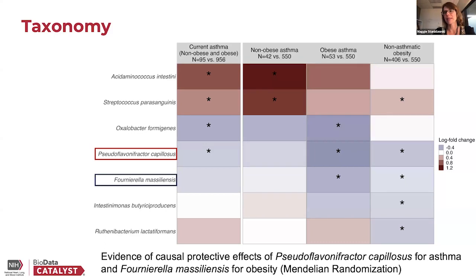Then we did a causal analysis to see if any of these taxa are causally linked to asthma or obesity. And so we used an approach called Mendelian randomization, which basically uses genetic information in order to get at causal relationships. Using that analysis, we found that there was one taxa among our results that was protective for asthma. That's the Pseudoflavonifractor. And then we found one taxa that was causally protective for obesity, and that was this Fornelia. So both of those were short chain fatty acid producers as well.